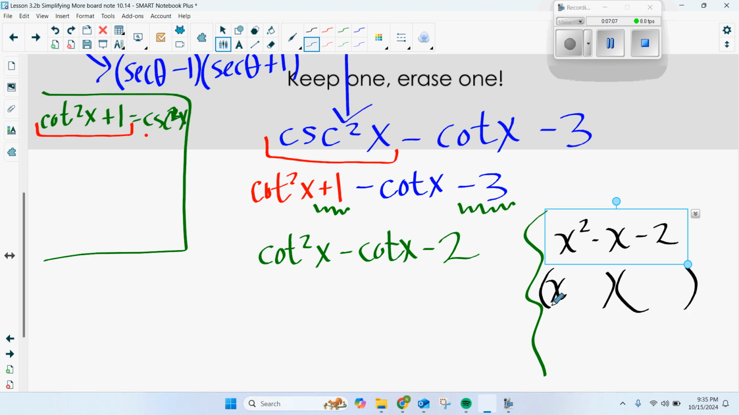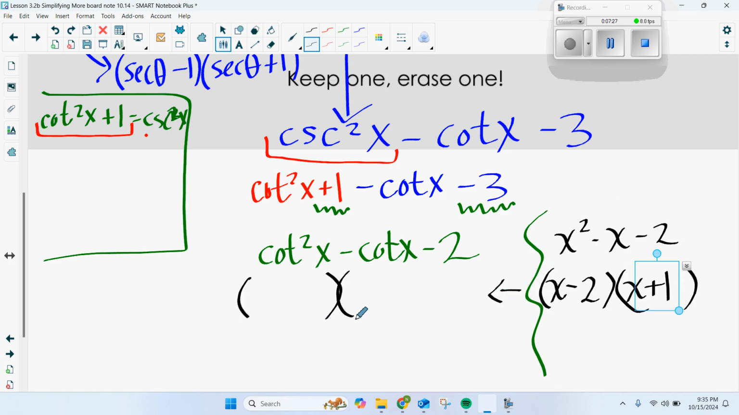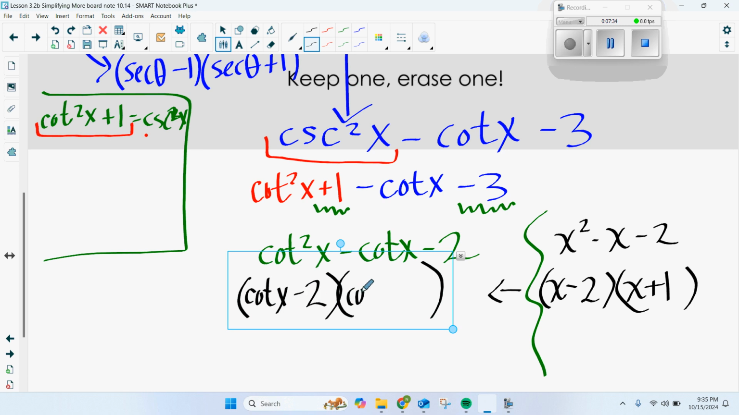I'm going to have an x and then an x. And then I need two numbers that multiply to -2 but add to -1. So that's going to be -2 and +1. So this is the factored version of this, which means I can do the same thing over here. But instead of writing x minus 2, x plus 1, I'm going to replace it with cotangent. So I'm going to have cotangent x minus 2, cotangent x plus 1. And that is how you factor.